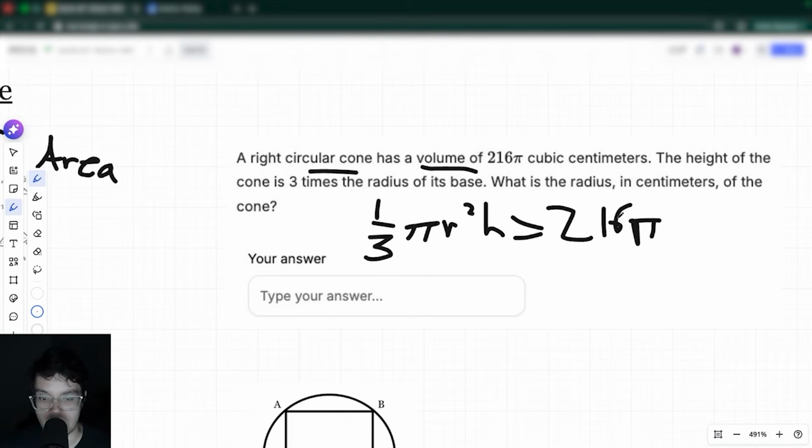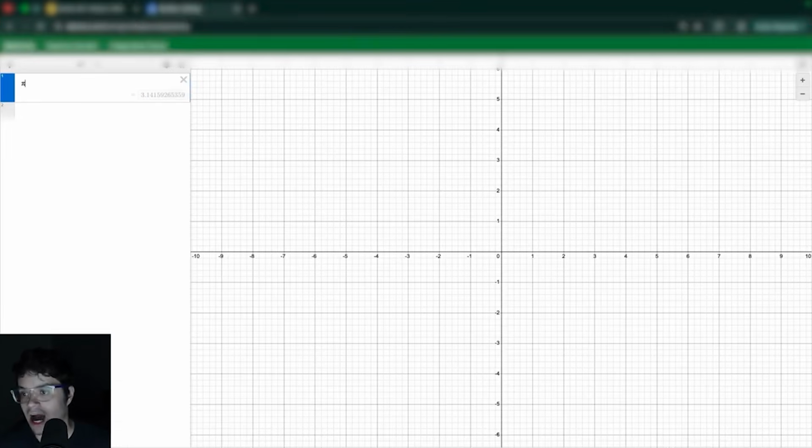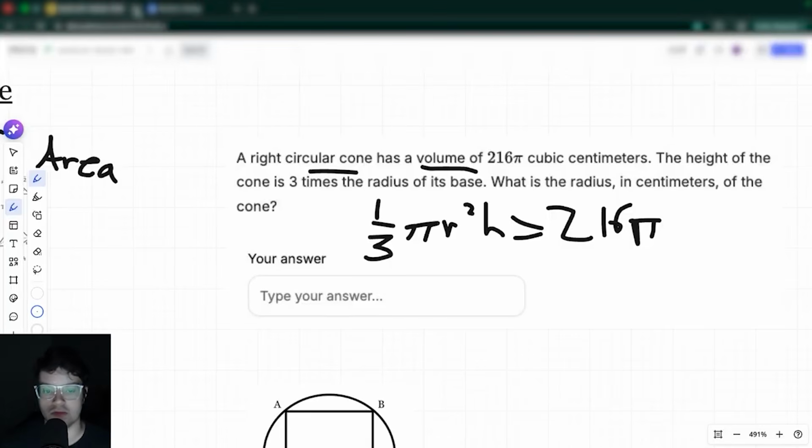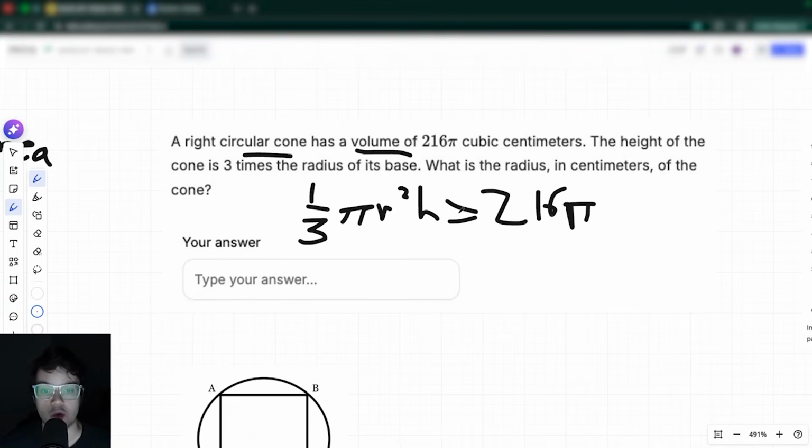In case it wasn't already obvious, pi is just this random, crazy number that somebody came up with a bunch of years ago. You can write it on Desmos just by writing pi, literally that, and it shows as pi. So that's what I'm saying when I say pi. Okay, we have this now, and then it says the height of the cone is 3 times the radius of the base. So you can also put in this information as well.